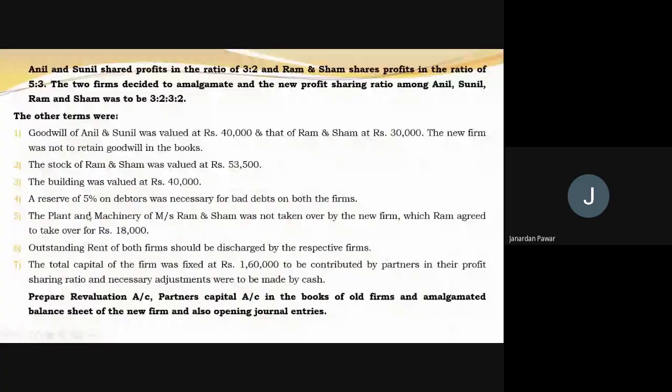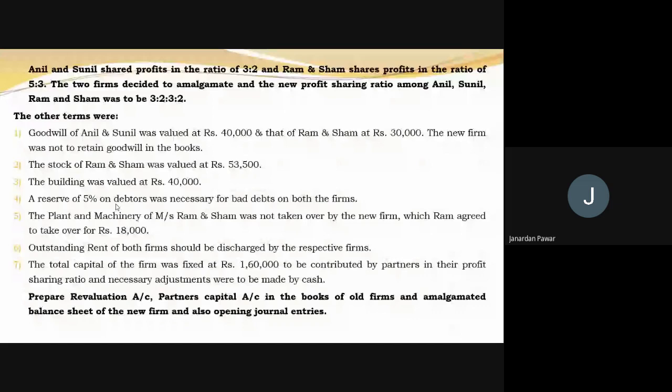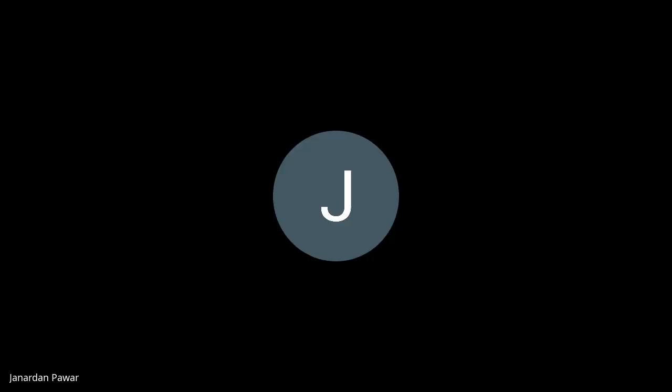A reserve of 5% on debtors was necessary for bad debts on both the firms. We have to charge 5%. We have to create the reserve on debtors, that is the RDD. So we have to create the RDD. Then the plant and machinery of Messrs. Ram and Sham was not taken over by the new firm.